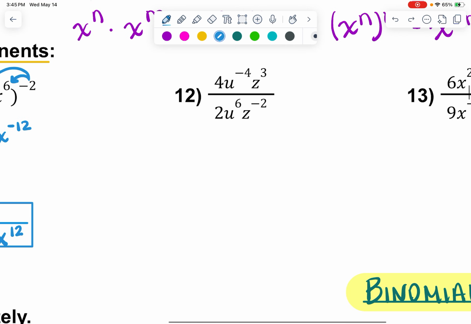All right, I'm going to hop over here to number 12. There's a lot going on here. I'm going to kind of take this one step at a time. So I'm going to just draw my fraction bar.